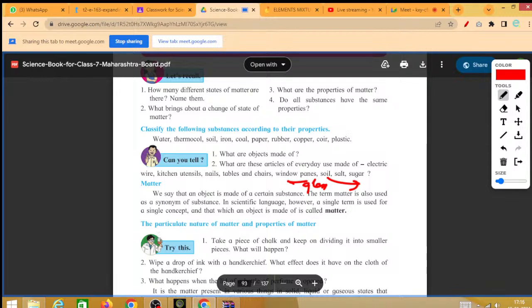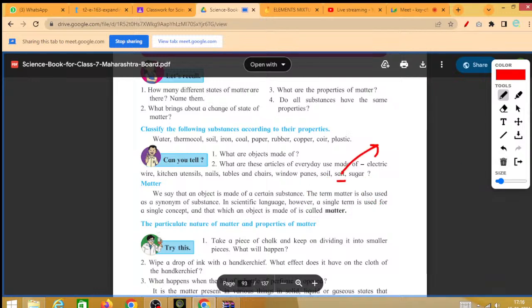Soil made up of? Soil is earth. It is made with plants' dead bodies and animals' dead bodies. So it is basically made up of what? Humus. It is made up of different minerals, mud, water. All those things are there inside the soil, right? Some chemicals could also be.